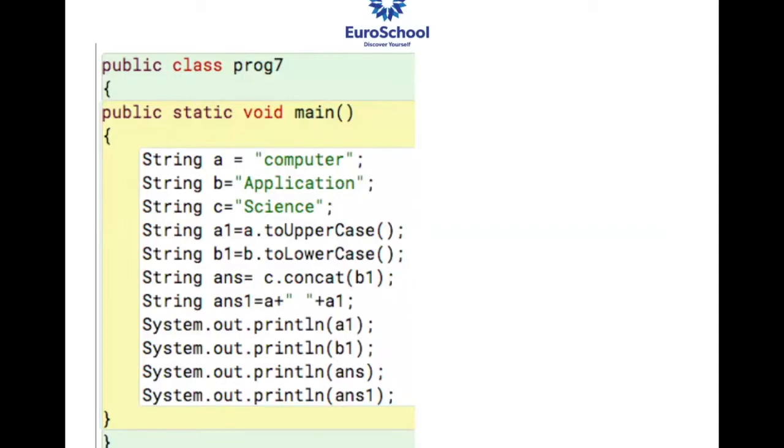Please solve it fast. If you see, I have asked string A1 equals A dot toUpperCase. Now, A dot toUpperCase, that is the word computer, will get into capital letters and get stored into A1. B1 would be B dot toLowerCase. So the application would get converted into lowercase. I have used C dot concat B1. Now C is science, and B1 is application, but in small letters.